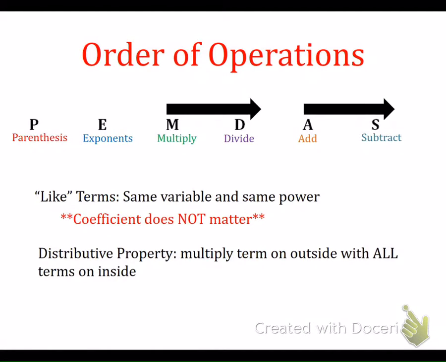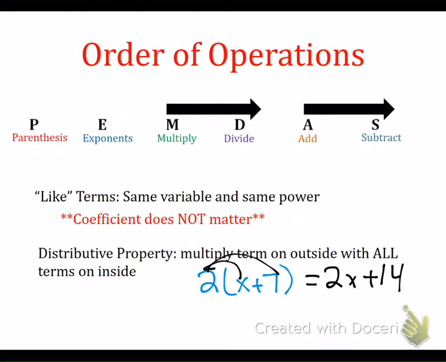All right, you also need to remember the distributive property. That's when you multiply the term on the outside with all the terms on the inside of a set of parentheses. So if you have like a 2 and then an x plus 7, the distributive property says you can multiply the x by the 2 and the 7 by the 2, and you get 2x plus 14. Students are usually pretty good with the distributive property. We can throw a like terms example up there as well. So as long as the variable and the exponents are the same, you can add the coefficients.